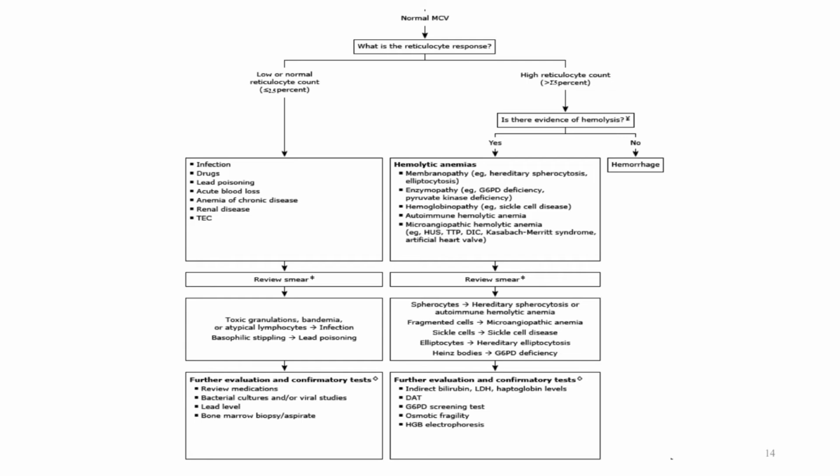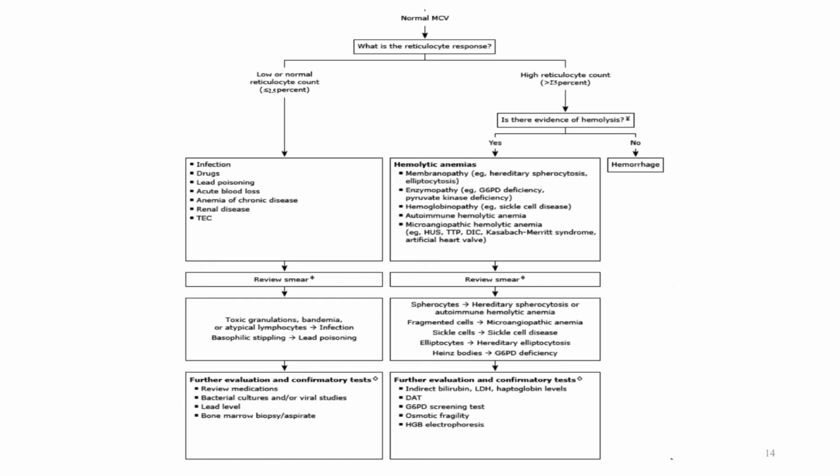The possible causes of hemolytic anemia are membranopathies, enzymopathies, hemoglobinopathies, autoimmune hemolytic anemia, and microangiopathic hemolytic anemia. Membranopathies include hereditary spherocytosis or elliptocytosis; enzymopathies like G6PD deficiency, pyruvate kinase deficiency; hemoglobinopathies like sickle cell disease; microangiopathic hemolytic anemia like hemolytic uremic syndrome, thrombotic thrombocytopenic purpura, DIC, Kasabach-Merritt syndrome, and artificial heart valves. All these cause microangiopathic hemolytic anemia.